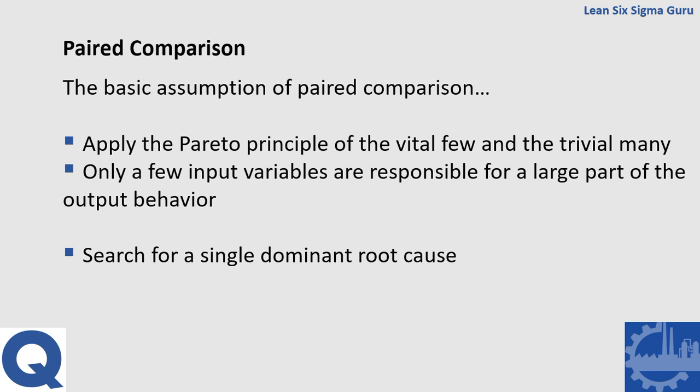Paired comparison, the basic assumption is that we apply a Pareto principle, that there are a vital few and the trivial many. Only a few input variables are responsible for a large part of output behavior, so only a small number of things cause most of the problems. In paired comparison, we are searching not for every single problem, but for a single dominant root cause.